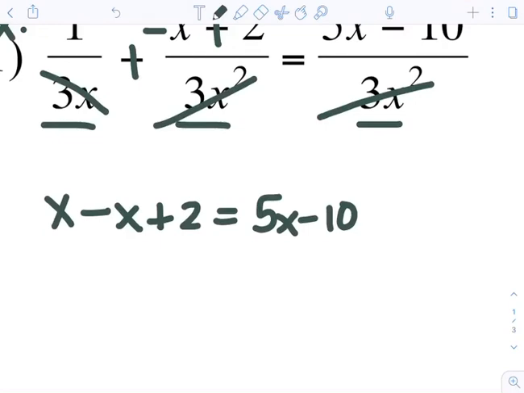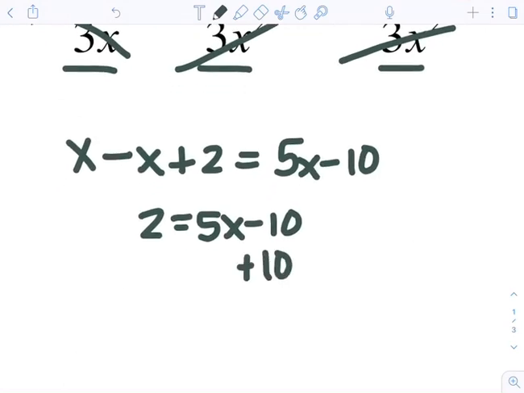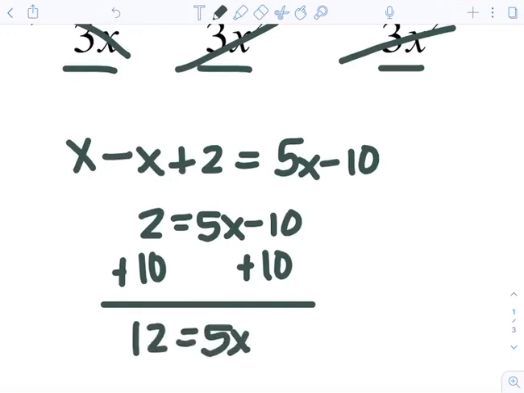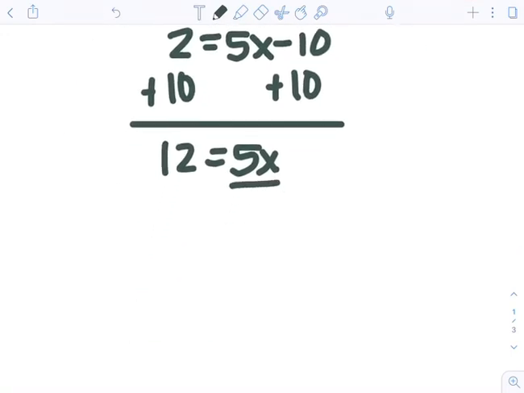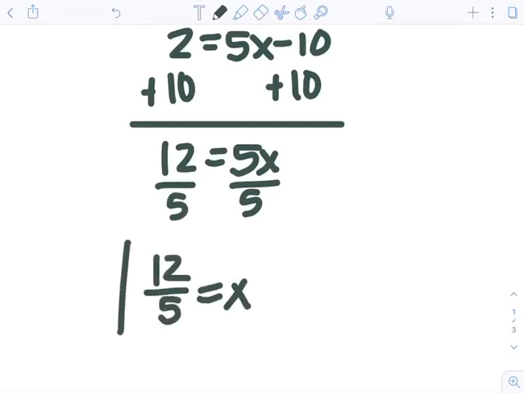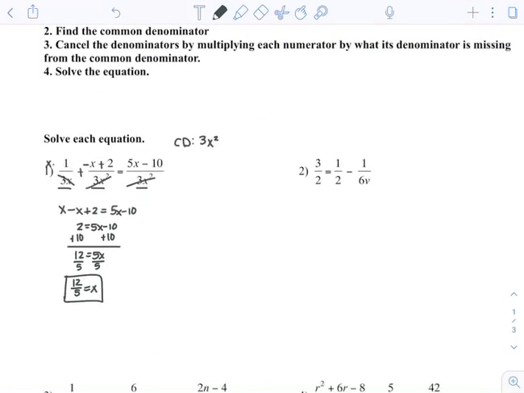Okay, so now my denominator is gone, and I have a super simple equation to solve. So combine your like terms, because I'm going to solve for x. So that's 0, so 2 equals 5x minus 10. Then I'm going to add 10 to both sides. So 12 equals 5x. Divide by 5. So x equals 12/5, and that's your final answer.